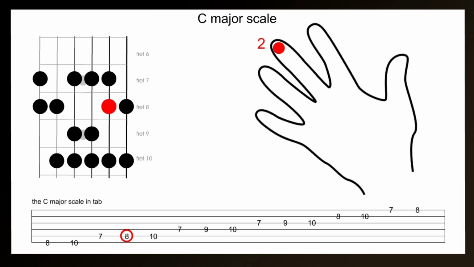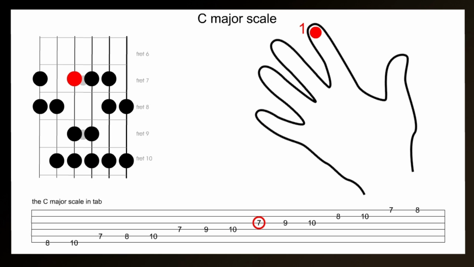Play the 8th fret of the A string with the 2nd finger. Play the 10th fret of the A string with the 4th finger. Play the 7th fret of the D string with the 1st finger. Play the 9th fret of the D string with the 3rd finger. Play the 10th fret of the D string with the 4th finger.